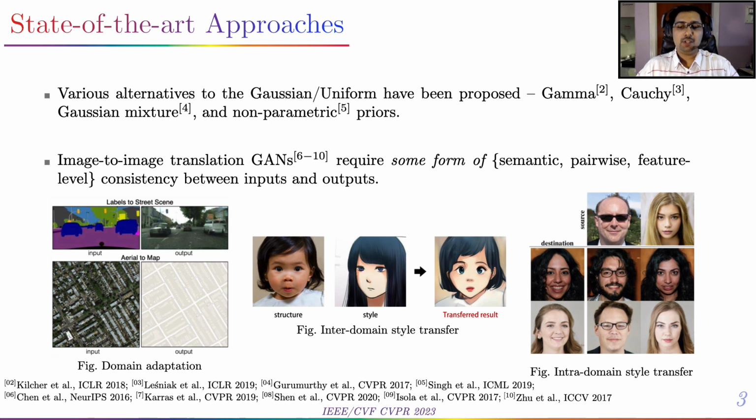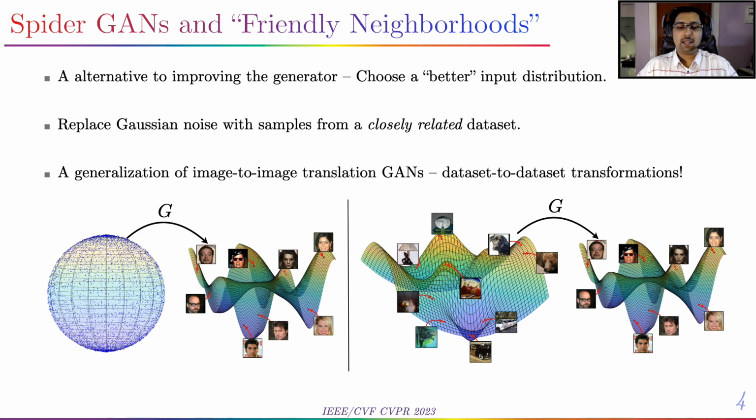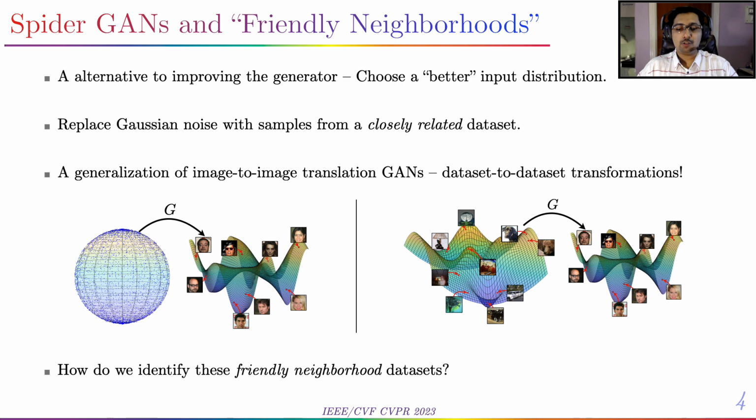Along yet another vertical, image-to-image translation GANs tackle the issue of training GANs with images as input. In this context, the generated images typically maintain some form of semantic, pairwise, or feature-level consistency between the source and the target. Examples include image style transfer, in-painting, and domain adaptation applications, just to name a few. In this paper, we take a generalized approach to image-to-image translation GANs, wherein we replace the standard parametric noise input to the generator with samples drawn from closely related datasets. We will demonstrate that a good choice for a closely related dataset improves the GAN performance. However, it remains to be shown how we should go about identifying these friendly neighborhood datasets.